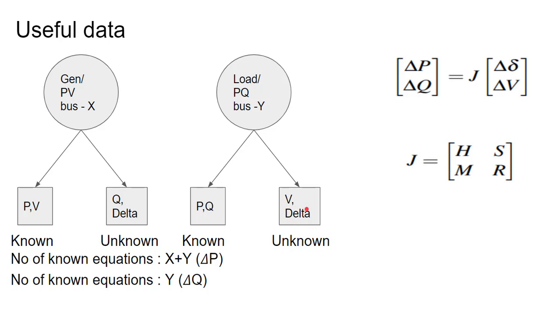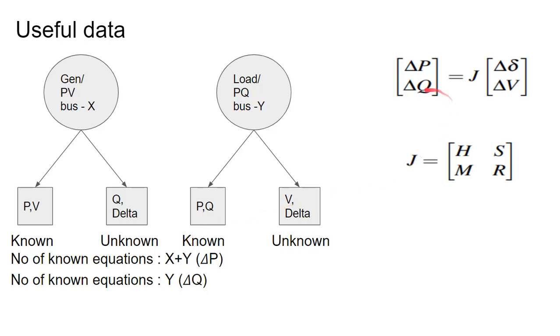So, from the Newton-Raphson method, here delta P and delta Q are the known vector and delta delta and delta V are the unknown vector. The matrix J is governing the relation between the known vector and the unknown vector. Here delta P is known, right? P is known at both PV buses and PQ buses. So the number of known P's are X plus Y. Suppose, let's say the number of PV buses are X and the number of load buses are Y. So, the number of known equations for the delta P is X plus Y.